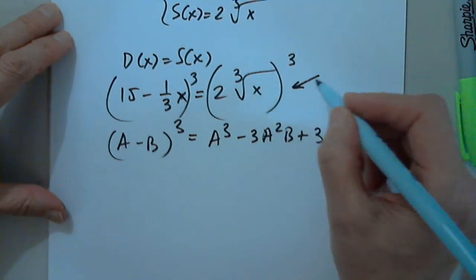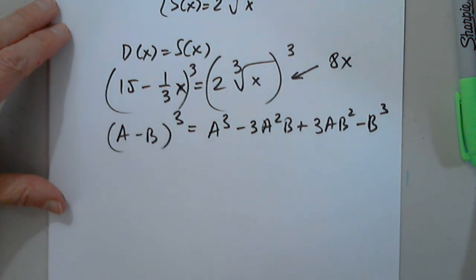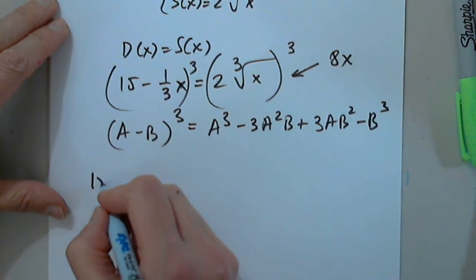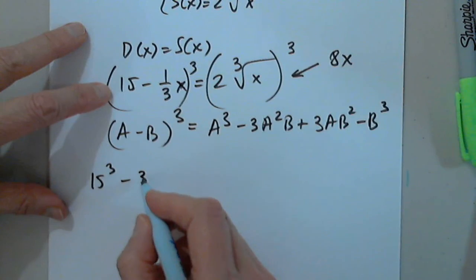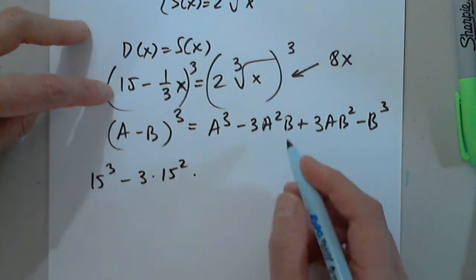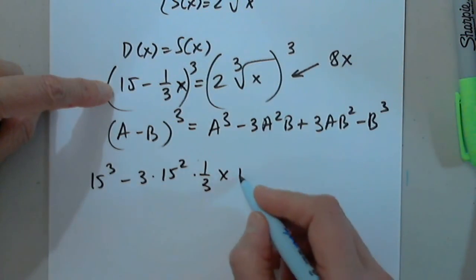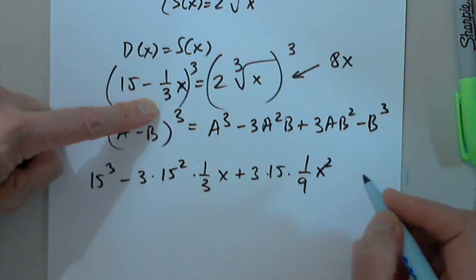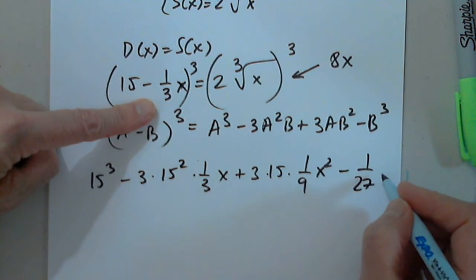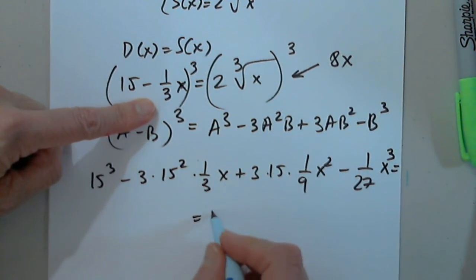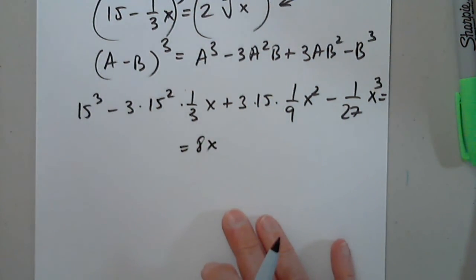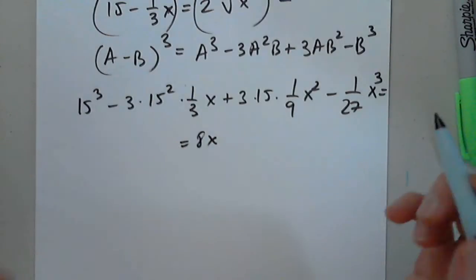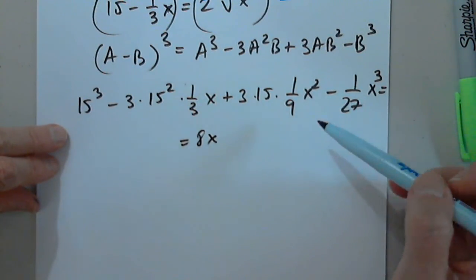The right-hand side is not going to be a problem. The right-hand side is 8x. But the left-hand side, I have to use this to raise it to the 3rd power. So I have 15 to the 3rd, minus 3 times 15 squared times 1/3 x, plus 3 times 15 times 1/3 x squared, which is 1 over 9 x squared, and minus 1 over 27 x to the 3rd, and this is 8x. Huge calculations here. And of course, we have to plug it in to solve. We don't have to do this problem if it's going to take too long.